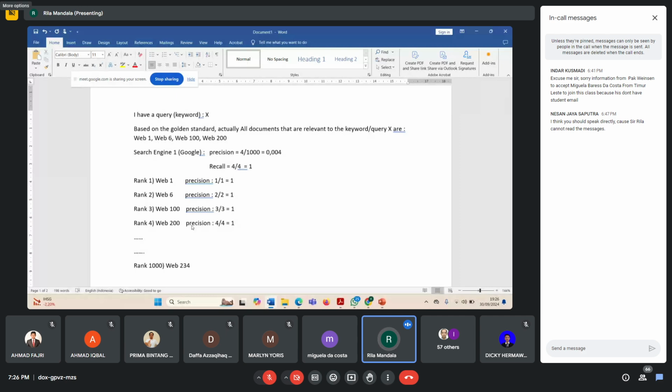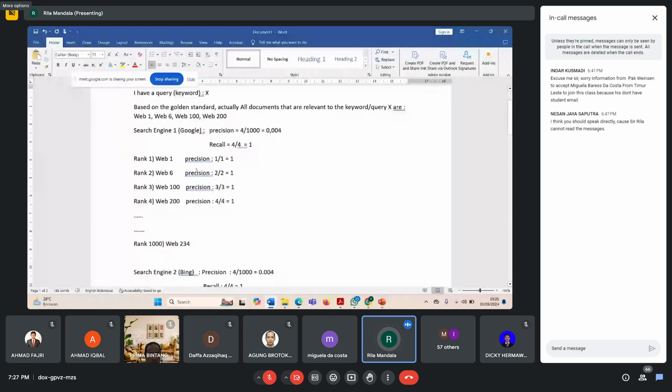How about rank 5? Relevant or not? No. So we don't compute the precision because it is not relevant. How about rank 6? Relevant or not? No. So we don't compute the precision. So from rank 5 until rank thousands, we don't compute because it is not relevant.